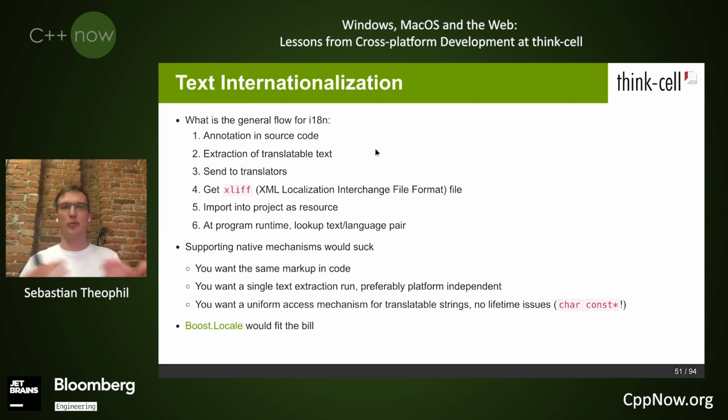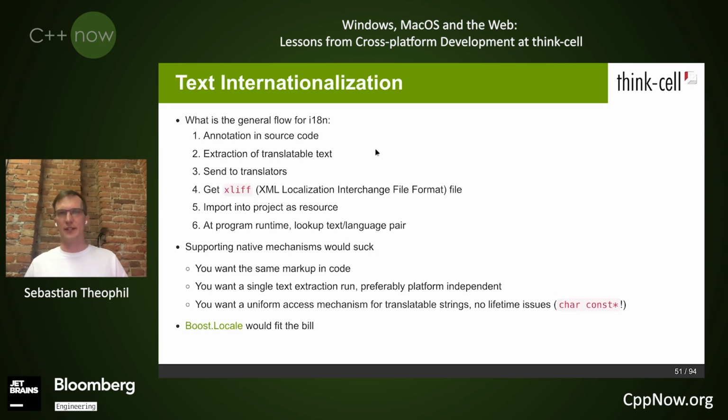And this is the case where supporting different native mechanisms would be horrible. You want a single kind of markup in your code. You want a single text extraction run that is at best platform independent, so you don't have to run it on each platform you support, but only on one of them. And at runtime, you want to handle strings that always have the same lifetime. You don't want a case where you have a translation tool that sometimes returns reference counted string pointers and at other times heap allocated basic strings. Let's keep it simple here.